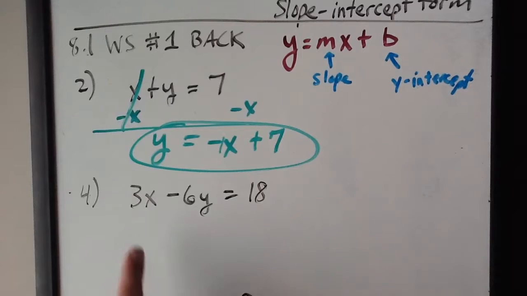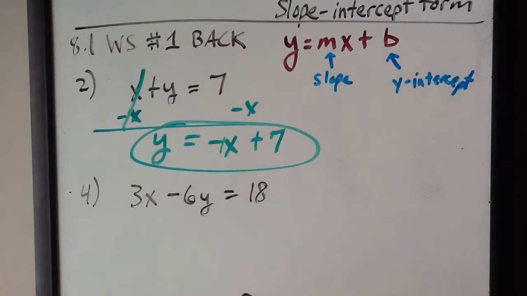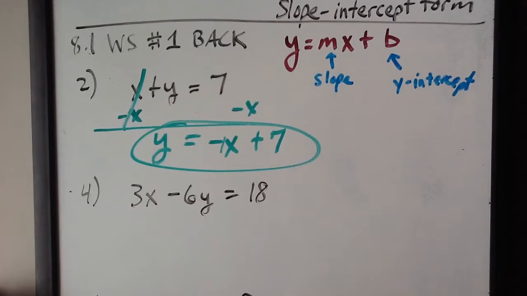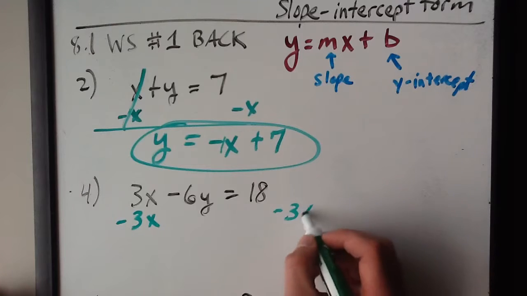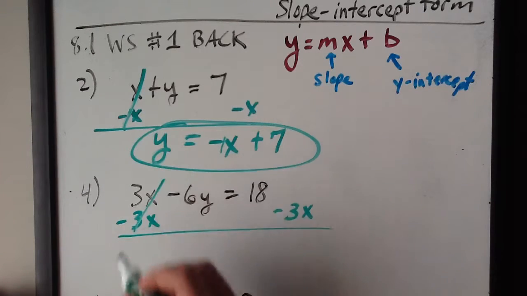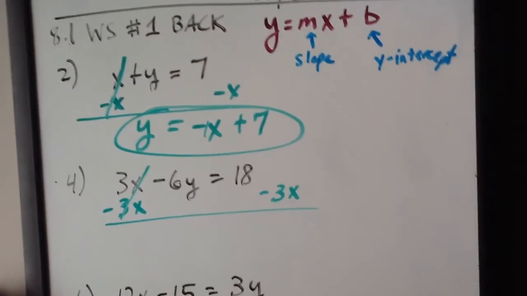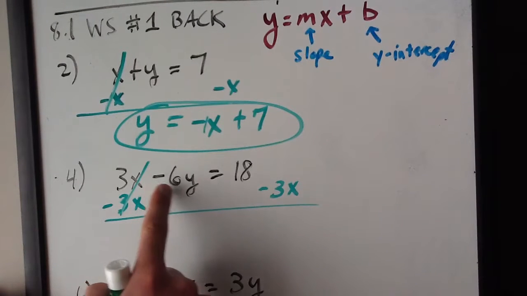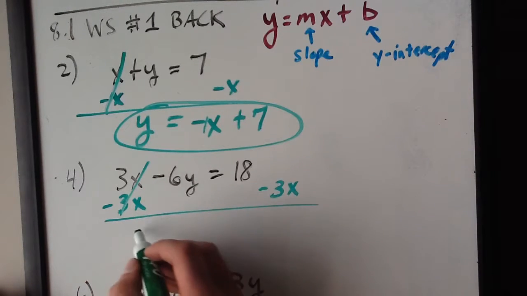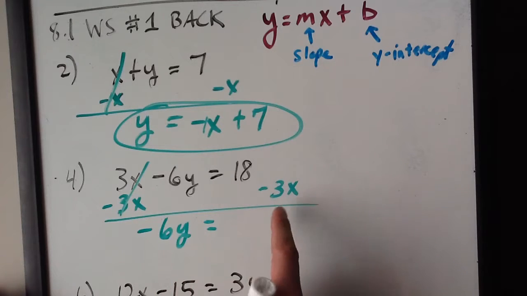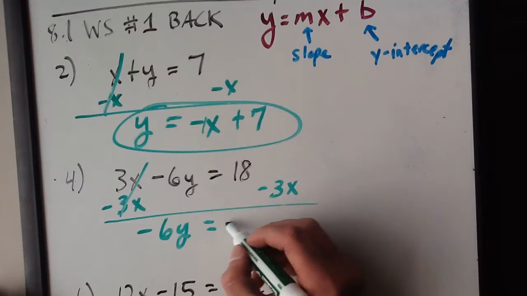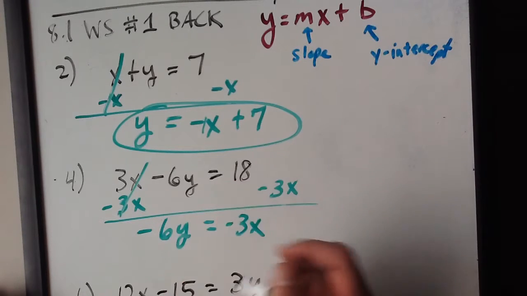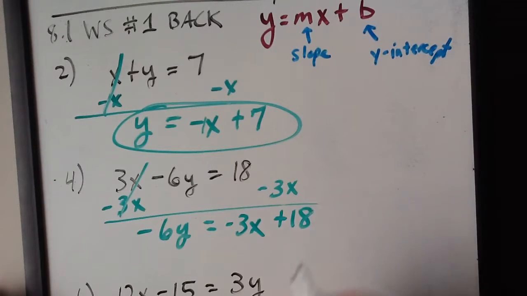Number 4. Number 4 says 3x minus 6y equals 18. Okay, again, I need to move this x term to the other side of the equation. So to move it, I would subtract 3x from both sides. That way those 3x's cancel. That's what I want to happen. So I'm left with negative 6y. Don't forget the negative. Negative 6y is equal to, again, I want to put my x term first. It's negative 3x, and that's a positive 18, so I put plus 18.